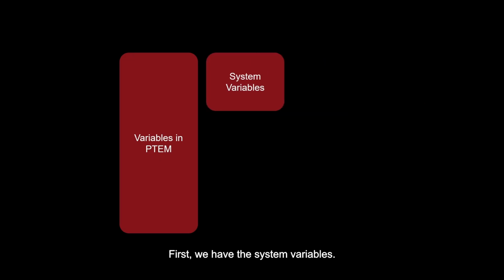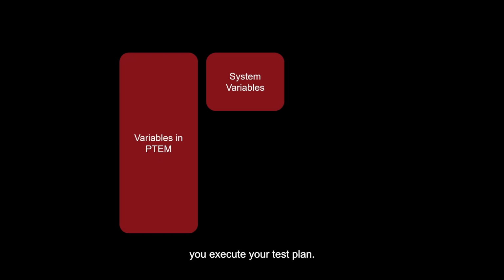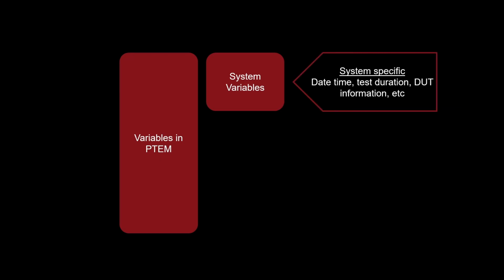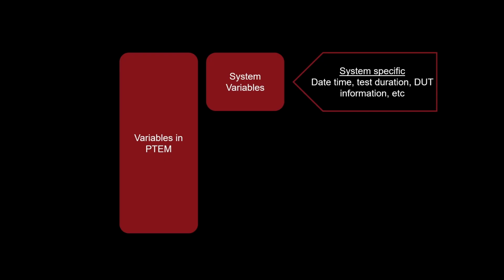First, we have the system variables. These variables are generic runtime parameters that are always available when you execute your test plan. Parameters like date time, DUT serial numbers, names, and results, all these are system variables.